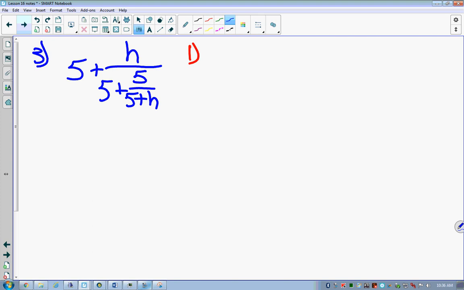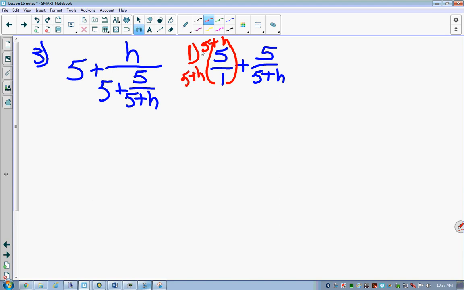We are doing 5 over 1 plus 5 over 5 plus h. Okay? Sorry, I should have done that in red, so I'm keeping my steps separate from my redrawing. But what's my common denominator? 5 plus h. So I'm going to do that top and the bottom.